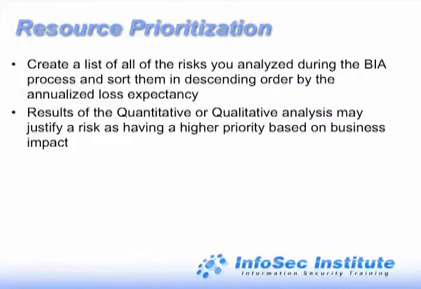Okay, resource prioritization. Creates a list of all the risks you analyzed during the BIA process and sorts them in a descending order by the annualized loss expectancy. The result is a quantitative or qualitative analysis. This may be justified. A risk is having a higher priority on the business impact.